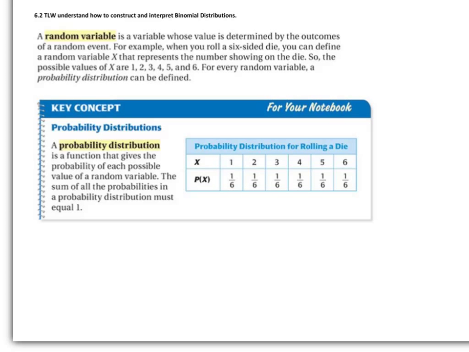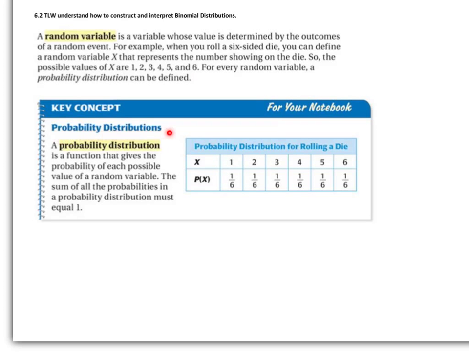Alright guys, today's goal: the learner will understand how to construct and interpret binomial distributions. A random variable is a variable whose value is determined by the outcomes of a random event. For example, when you roll a six-sided die, you can define a random variable x that represents the number showing on the die. So the possible values of x are 1, 2, 3, 4, 5, and 6. For every value, the probability distribution can be defined.